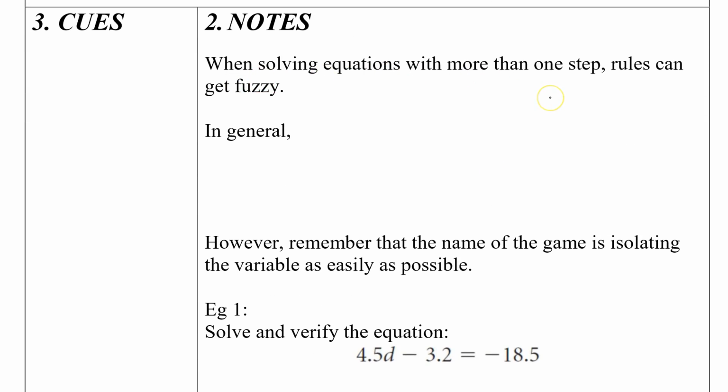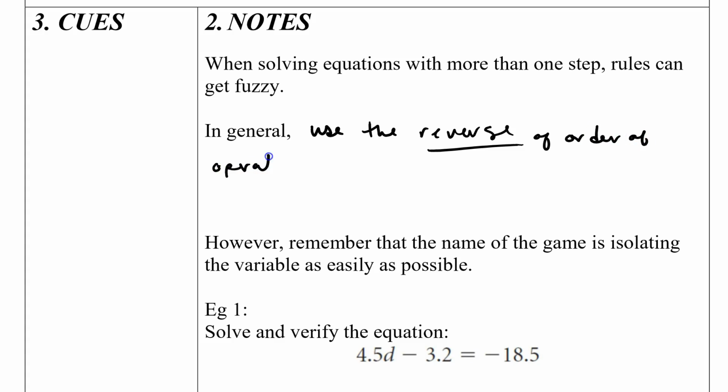When solving equations with more than one step, rules can get a little fuzzy. In general, use the reverse of order of operations. When you think about taking apart a bike and putting it back together, you would dismantle it and then put it back in kind of the opposite order than you took it off. So the first things that you take off on a bike are the last things that you put back on.